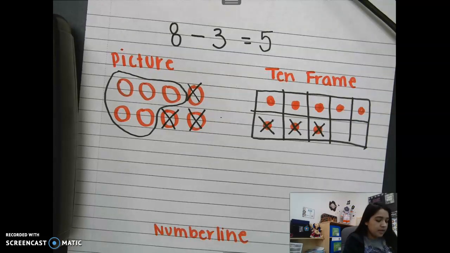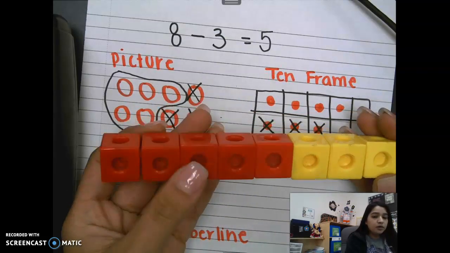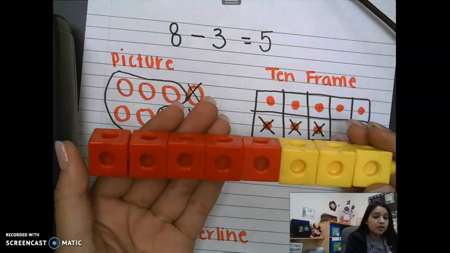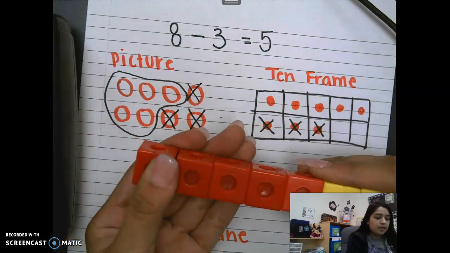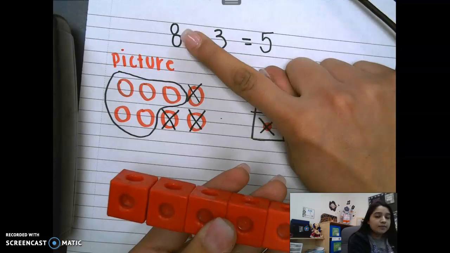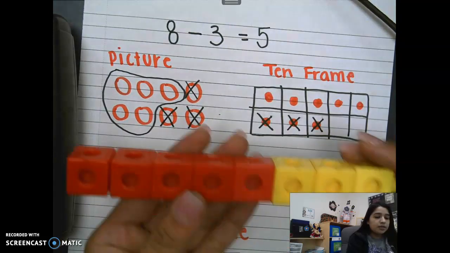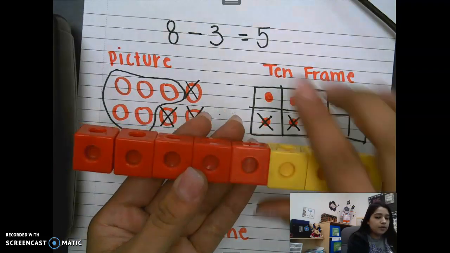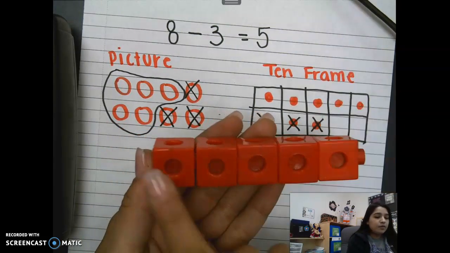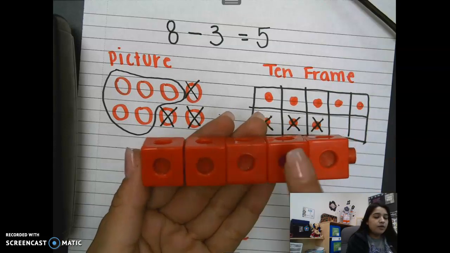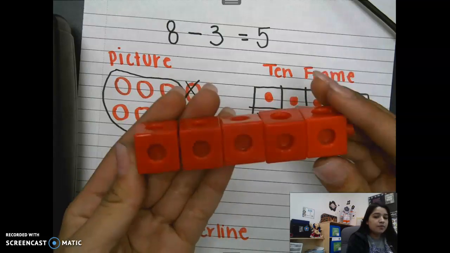So let's try with the linking cubes again. So if we have 1, 2, 3, 4, 5, 6, 7, 8. Excuse me, we have 8 linking cubes, right? Because we started off with 8. And how many are we taking away? 3. Good. So let's take away 3. 1, 2, 3. So how many do we have left? 1, 2, 3, 4, 5. Perfect. So we have 5 linking cubes.